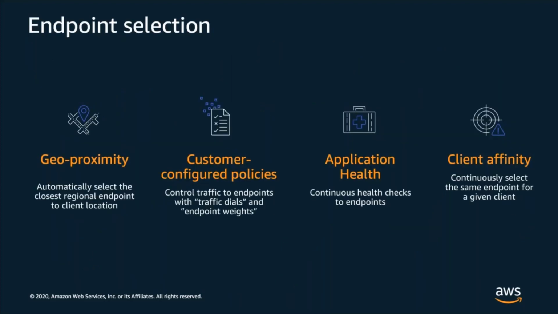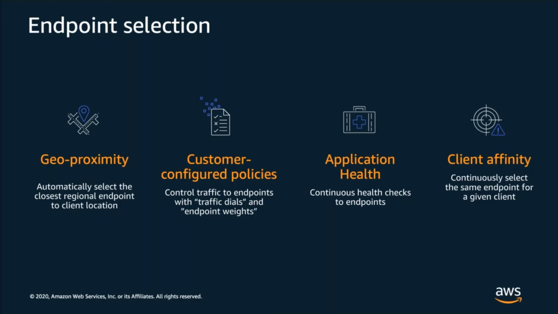Couple of words on how endpoint selection happens. Once a new connection comes towards your Global Accelerator, Global Accelerator looks at different factors. Geo-proximity: from an edge location, we send traffic to the closest region. You have control over how traffic is routed. We offer traffic dials and endpoint weights, and there are some good resources out there, the documentation and blog posts, on exactly how these work.